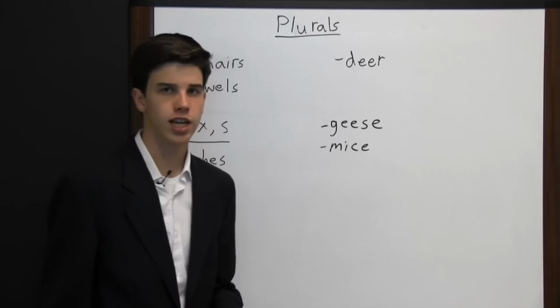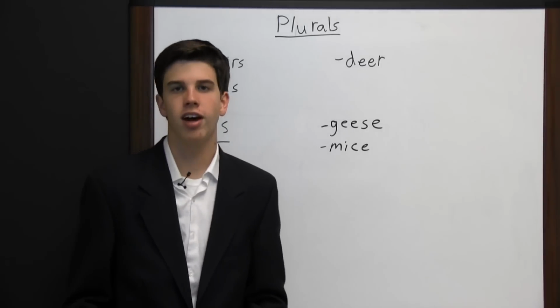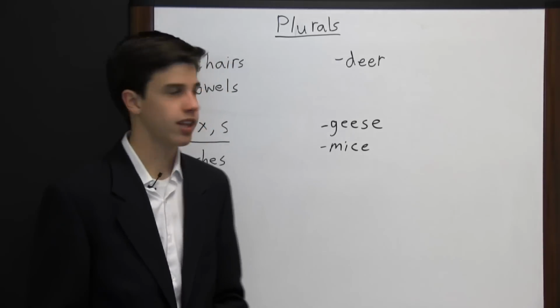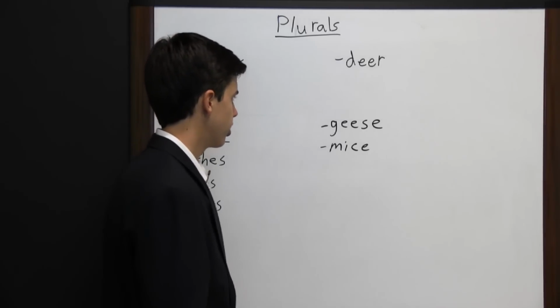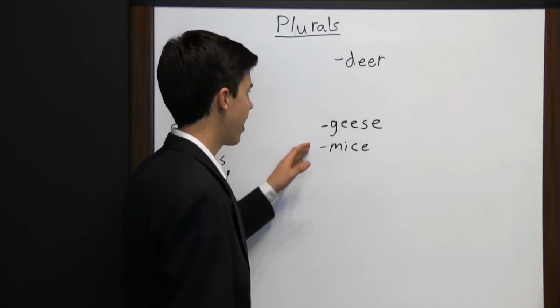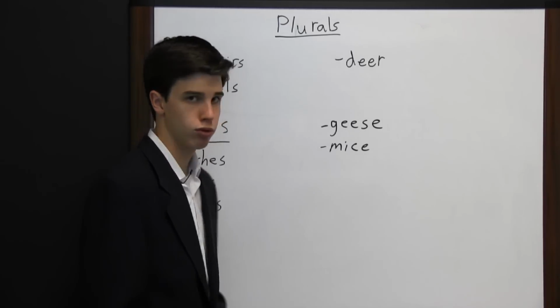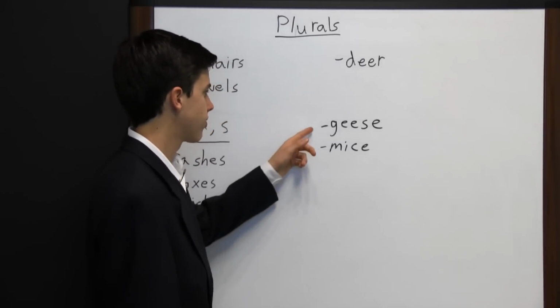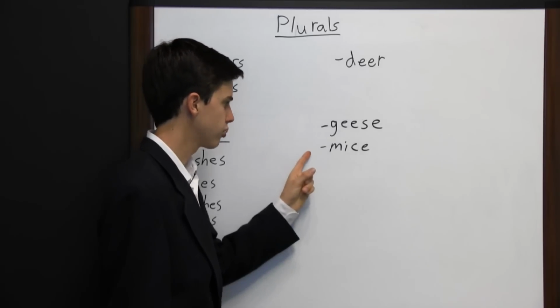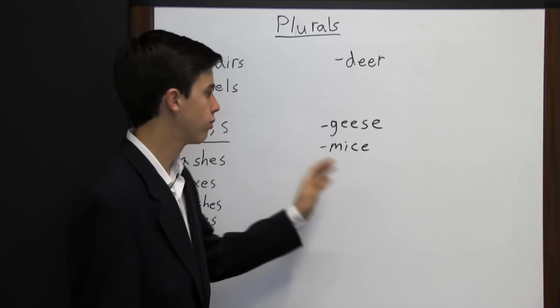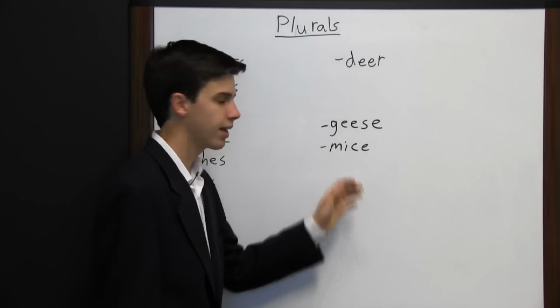And so you need to have those kind of words memorized so that you know not to add an S to the end of them to make them plural. Here are some more irregular words. We have geese and mice. So these words were goose and mouse. To make goose plural, we change both O's to E's. And to make mouse plural, we pretty much changed up the whole word to make it mice.